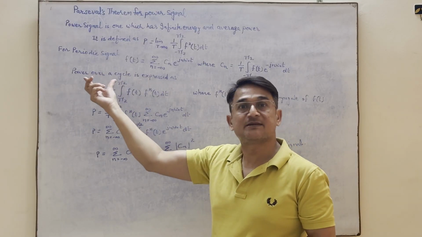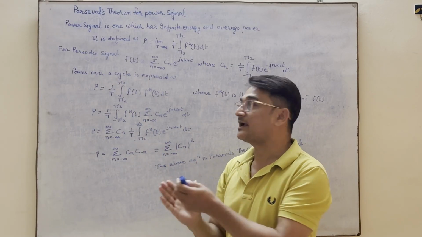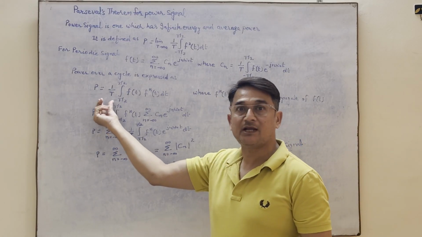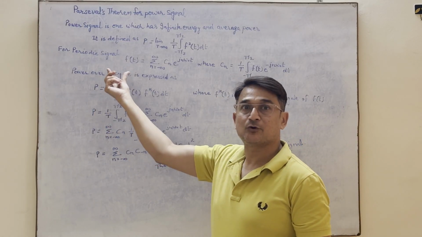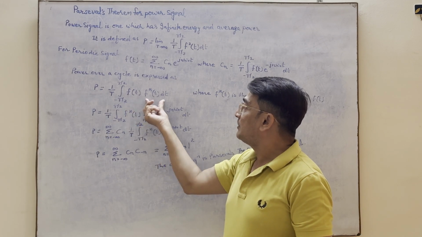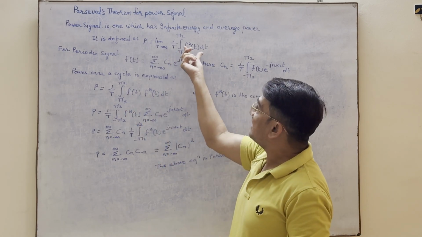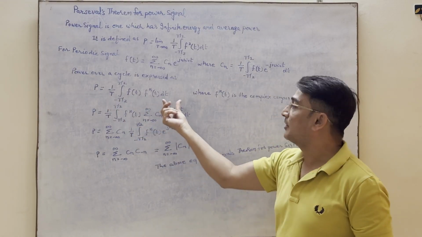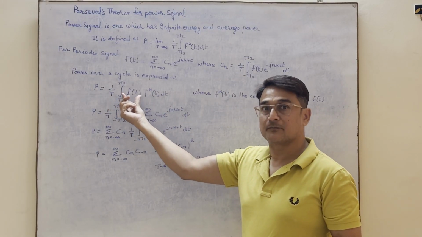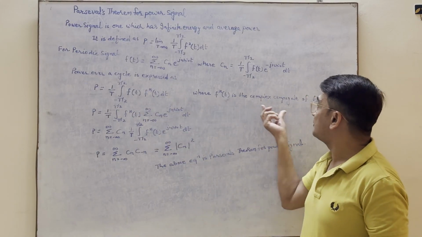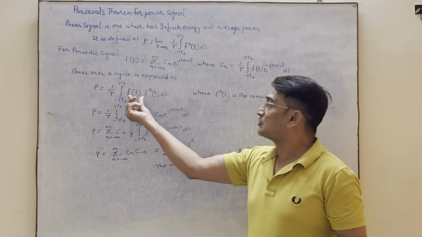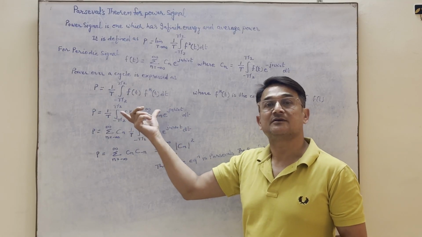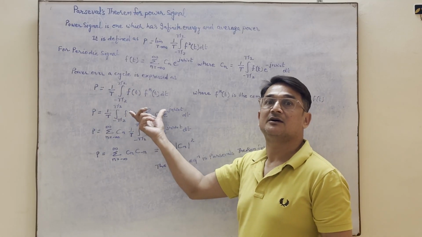So power over a cycle is expressed. Let us express the power over a limited period of a cycle from minus T by 2 to plus T by 2. It will be defined by P is equal to 1 by T integral over the limit minus T by 2 to plus T by 2 of f(t) into f star(t) dt. That means f square t, I am dividing it into two parts. One is the plain f(t), and the other is the complex conjugate of f(t). So suppose if f(t) is a plus jb, then f star(t) is a minus jb. That is the complex conjugate of the signal.